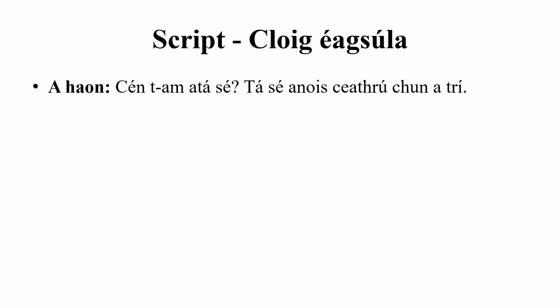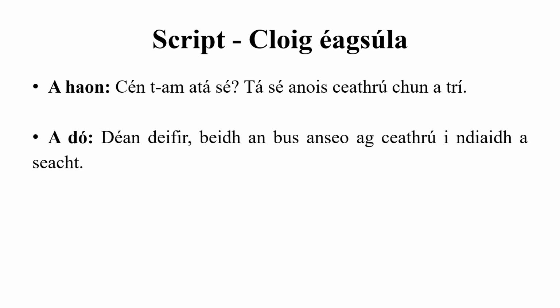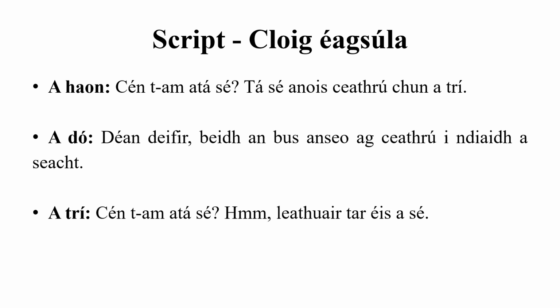And here is the script. Number one. Cén t-am atá sé? Tá sé ceathrú chun a trí. So what time is it? It's now 2:45. Number two. Beidh an bus anseo ag 4:09. Hurry up. The bus will be here at 7:15. Number three. Cén t-am atá sé? Leathuair tar éis a sé. What time is it? 6:30.